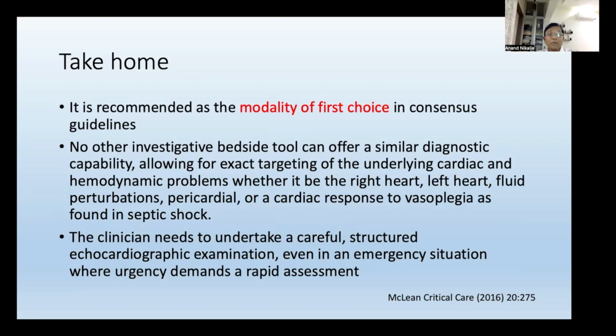Remember, no other investigative bedside tool can offer similar diagnostic capability, allowing exact targeting of the underlying cardiac and hemodynamic problem, whether it is a problem with the right heart, the left heart, the fluids, the pericardium, or the cardiac response to vasoplegia as in septic shock patients. So it is a really invaluable tool. The clinician needs to undertake a careful, structured echocardiography examination, even in an emergency situation where urgency demands rapid assessment.